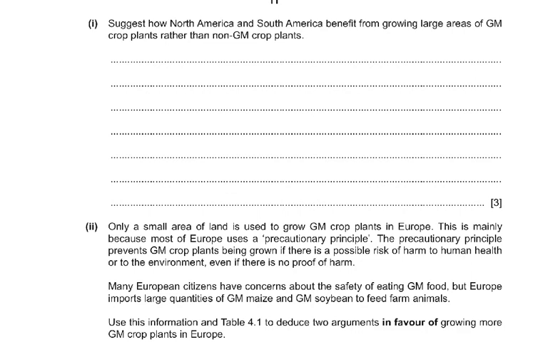Part 1 says: suggest how North America and South America benefit from growing large areas of GM crop plants rather than non-GM crop plants. Well, of course, because there's a higher yield. We've genetically engineered GM crops so they give us more yield or more food. So, increased yield and higher quality of the crops or the food.